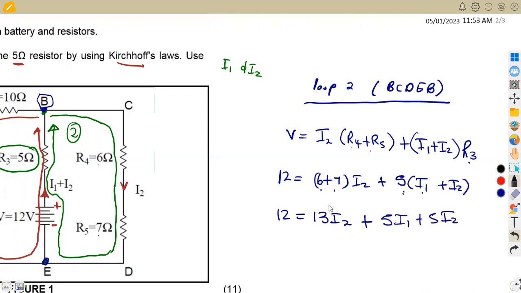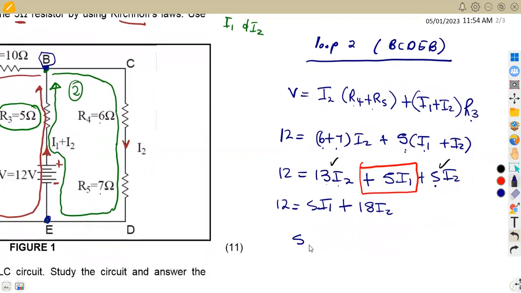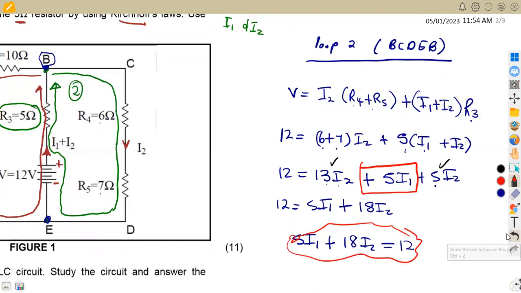So we are going to collect the like terms, I2 and I2, together. That means we are going to have 12 equal to 5 I1, since the I1 part is not affected by anything, so it remains as it is. Collecting the terms for I2, we've got 13 plus 5, which is 18, so this is going to be 18 I2. So we have an equation formulated from this loop that we can rewrite as 5 I1 plus 18 I2, which is equal to 12. So this is our second equation that we have formulated from this part.